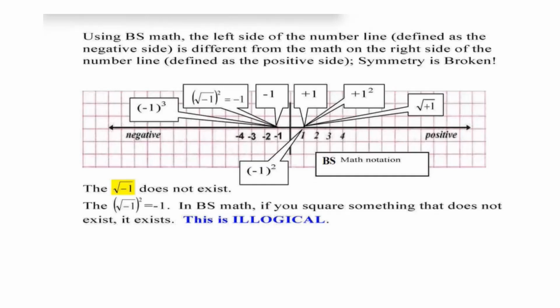Using BS math, the left side of the number line, defined as the negative side, is different from the math on the right side of the number line, defined as the positive side. Symmetry is broken. The square root of -1 does not exist. The square root of -1 squared equals -1. In BS math, if you square something that does not exist, it exists. This is illogical.